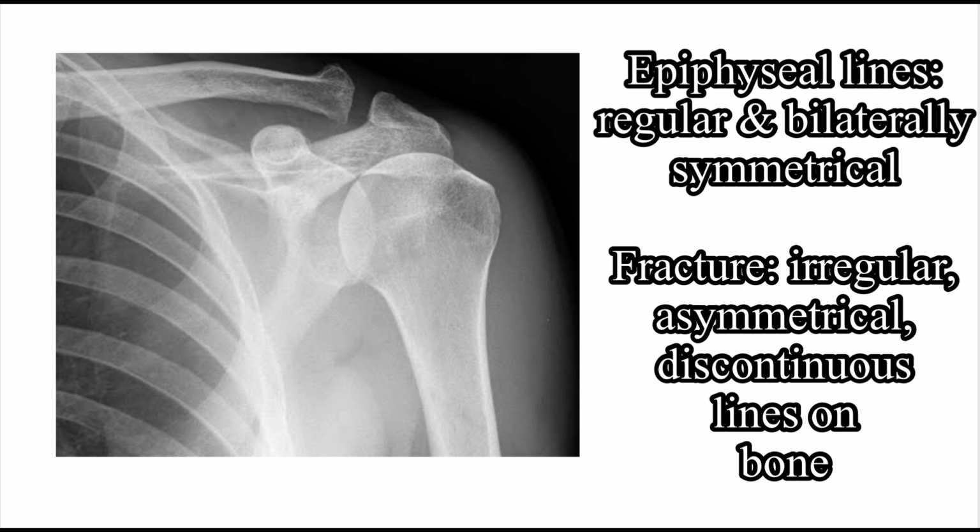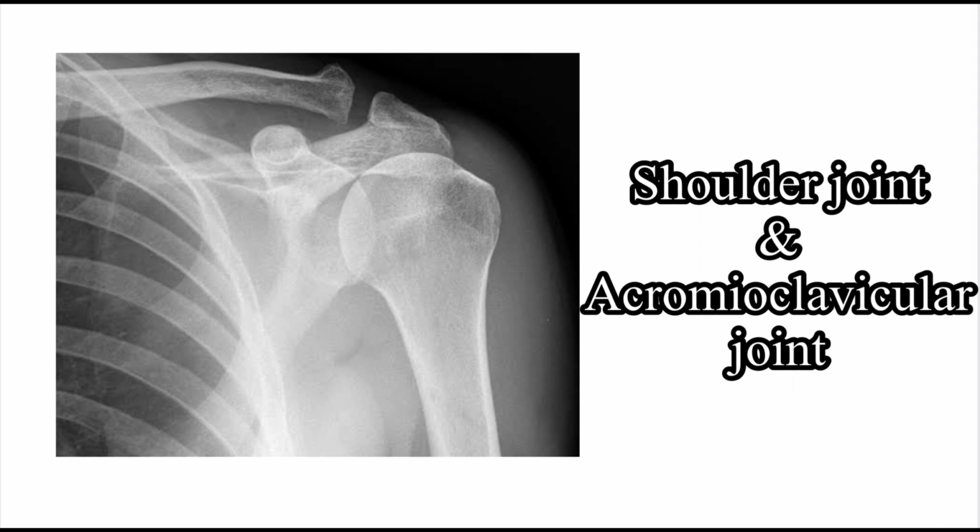The epiphyseal lines that are normal can be mistaken as fracture lines. So to differentiate between the two, fracture lines have irregular margins. They are asymmetrical lines on the bone and they may have a break in their continuity. On the other hand, the epiphyseal line is always regular and bilaterally symmetrical, and it is seen as a gap in the bone. There are two joints in the shoulder region. One is the shoulder joint itself and the second one is the acromioclavicular joint.